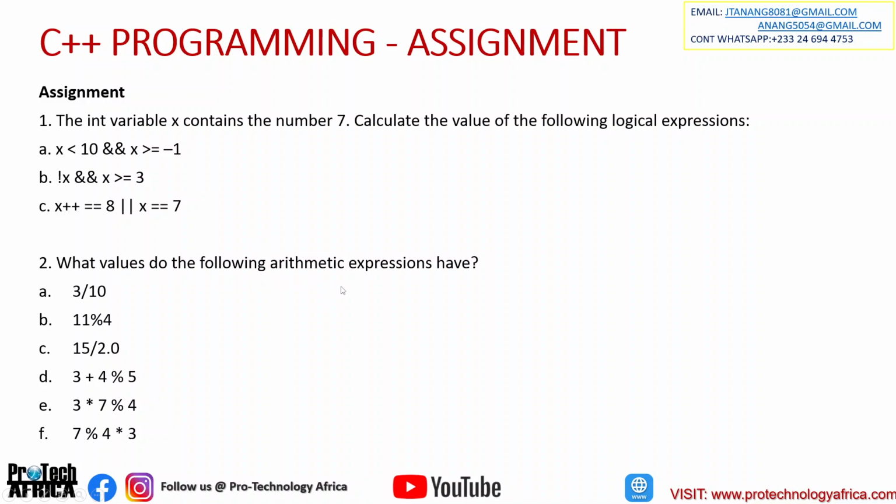What values do the following arithmetic operations have? What will be the results, or what is going to be the outcome of all these statements that we have? A, 3 divided by 10. What is going to be the output? Now B, 11 modulo 4, or 11 mod 4. What is going to be the output? And then C, 15 divided by 2.0. And then D, 3 plus 4 modulo 5. E, 3 times 7 modulo 4. And then F, 7 modulo 4 times 3. Work out all these and come with your results.